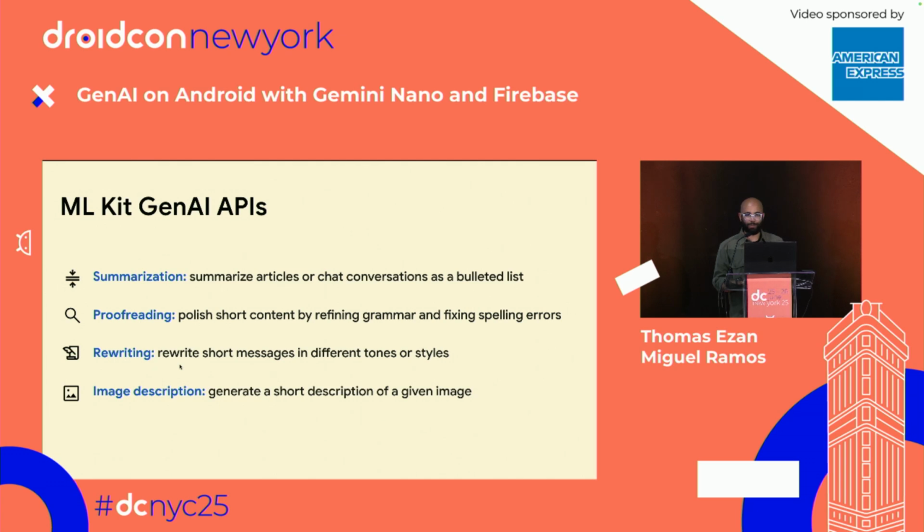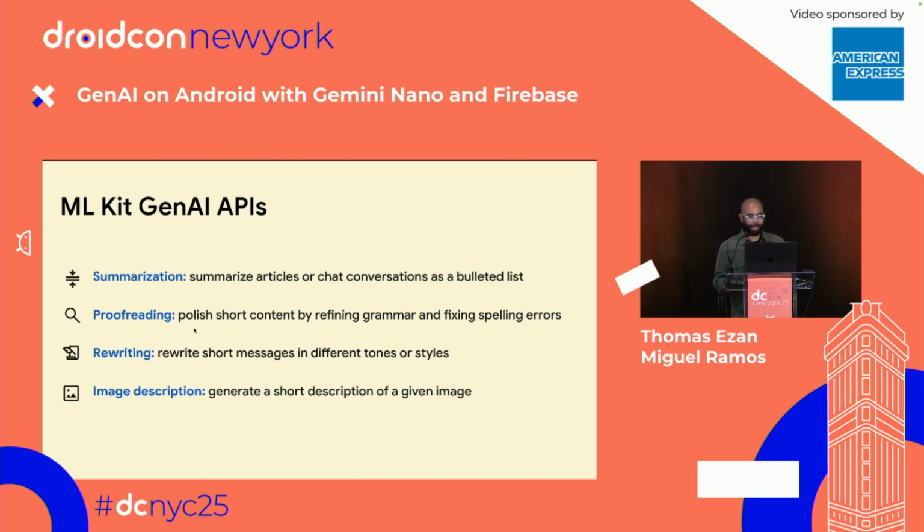Rewriting, so you write something and you want it to sound more formal because you're sending this message to your boss, and you don't want typos, but you also don't want to be too casual. You can use the rewriting tool for that. And finally, Gemini Nano is multimodal, so you can also pass an image. Today it is just text and image. That might change in the future as we add more modalities. But today you can pass some text and an image, and so you can use the MLKit GenAI APIs to generate a short description of the image.